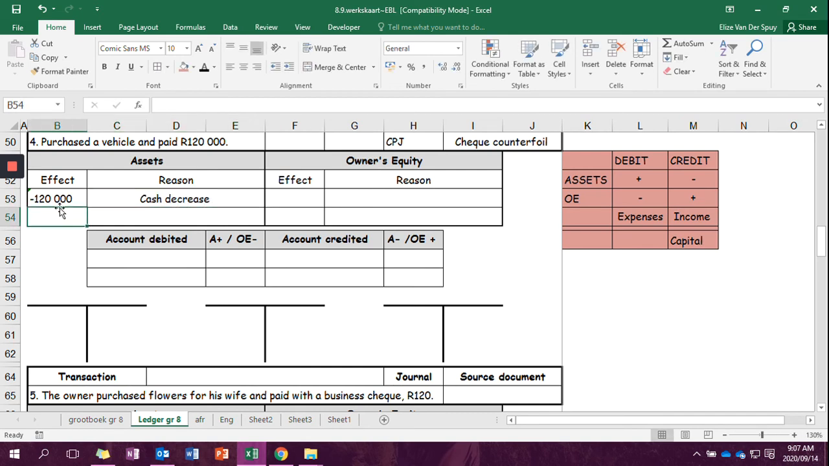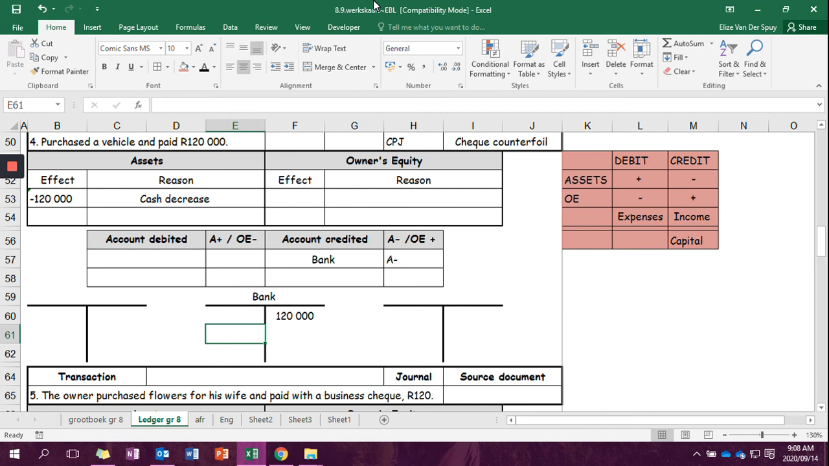So that means bank debited or credited? Bank will be credited because it's an asset that is going to decrease. So over here I will have bank, and on the credit side of bank I will have 120,000 rand. Why did my cash decrease? I bought a vehicle, and now it is important for us to study the type of accounts that you will find on page 55 in your textbook.